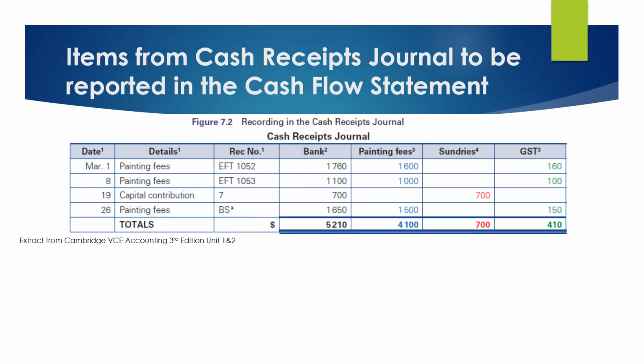The items that need to be reported in the cash flow statement can be found in the Cash Receipts Journal and Cash Payments Journal. So here we have the Cash Receipts Journal, and here we can see that we have received $4,100 for painting fees. This is reported under operations in the cash flow statement.